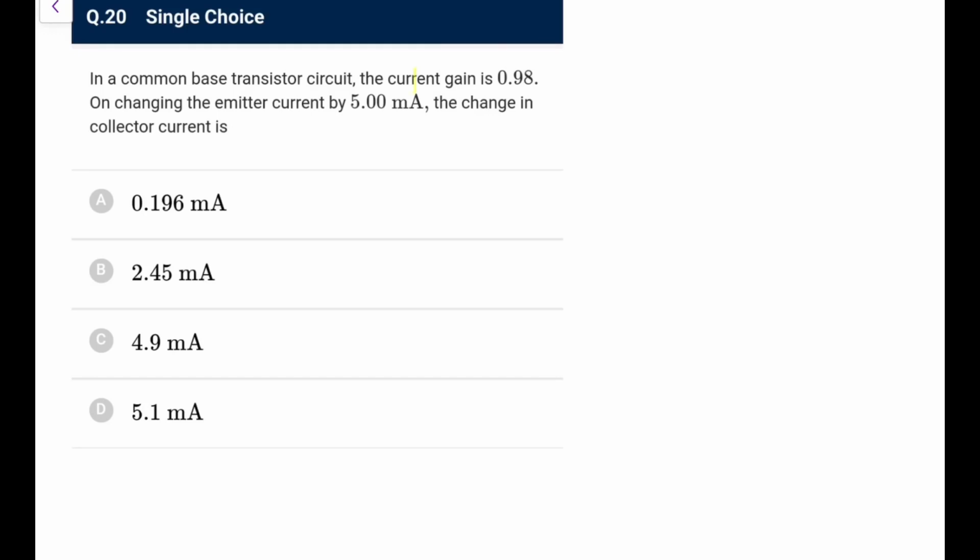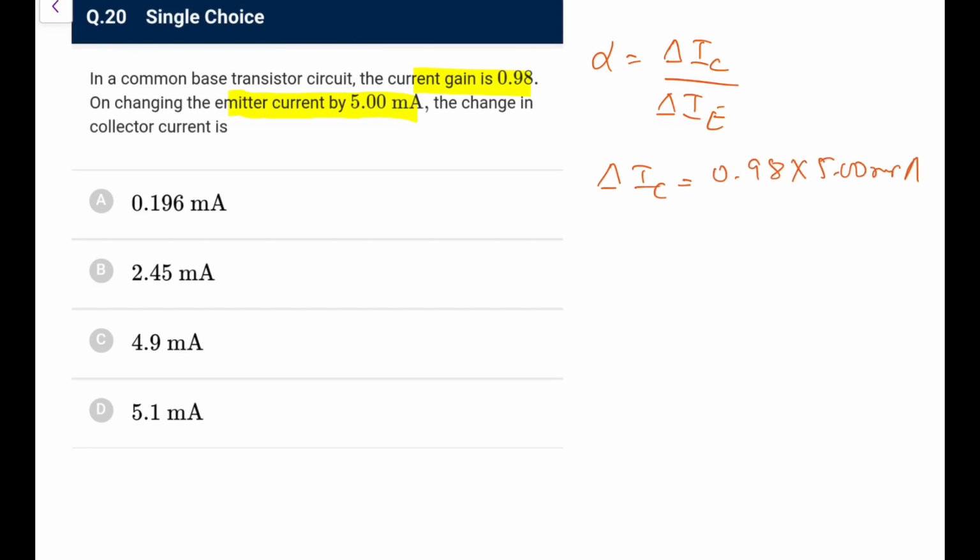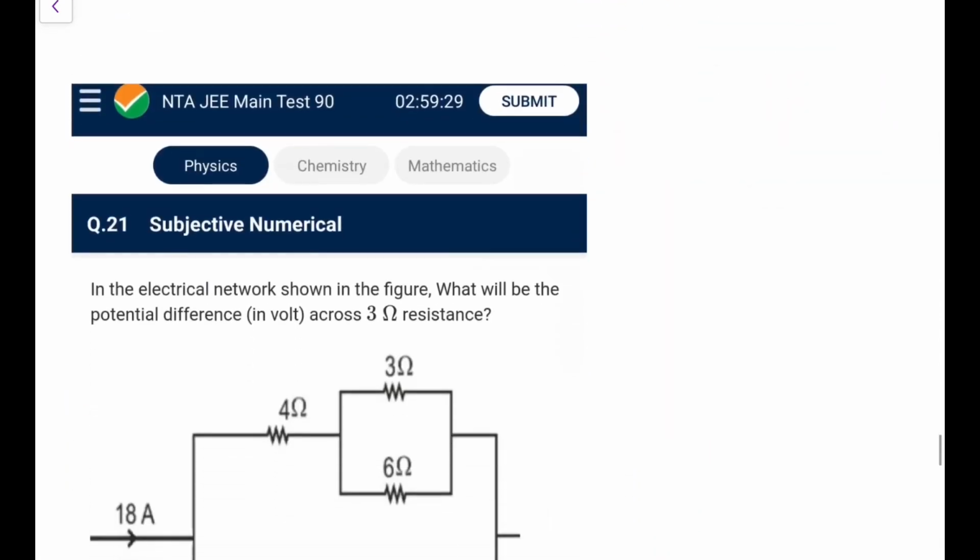In a CB transistor, current gain is 0.98. On changing the emitter current by 5 milliampere, the change in collector current is? In common base, we say this alpha is the current gain, which is delta IC upon delta IE. So delta IC would be 0.98 times 5.00 milliampere. So it would be slightly less than 5. If you solve it, it would be 4.9 milliampere. So go for option C. That's an easy one. Next one.